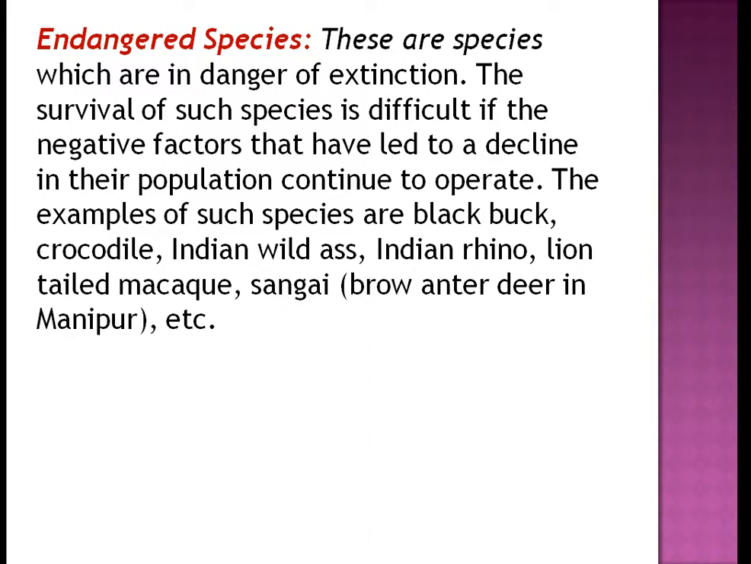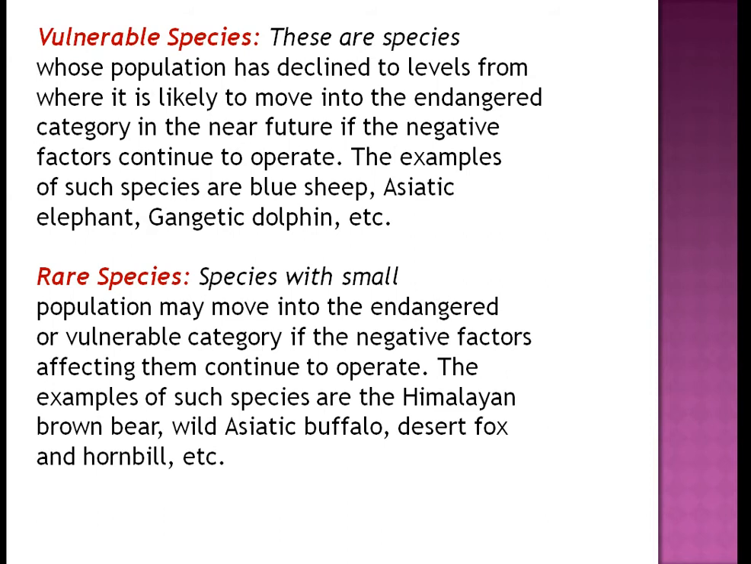Next, moving further to see the next. Vulnerable species. These are the species whose populations have declined to a level from where they are likely to move into the endangered category in the near future. That means we are talking about the negative factors which continue to operate. Other examples are given here, such as the blue sheep, Asiatic elephant, Gangetic dolphin, etc.